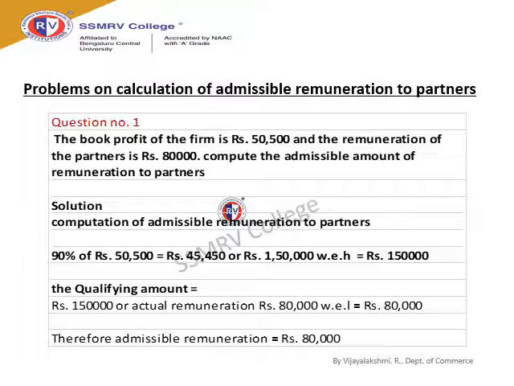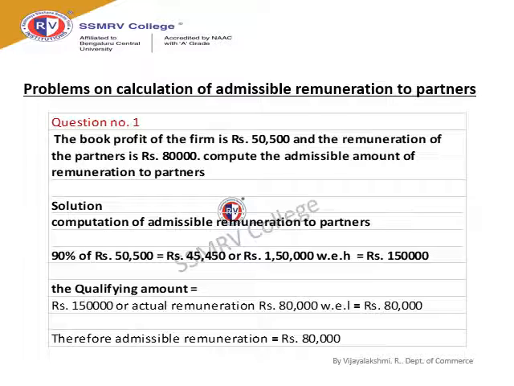Okay. So in the previous slides, we have discussed how to find out the admissible remuneration. Students, let us remember it like this. We will be calculating the book profit. Of the total book profit, up to rupees 3 lakh we need to take 90%, and for the remaining book profit we take 60%.